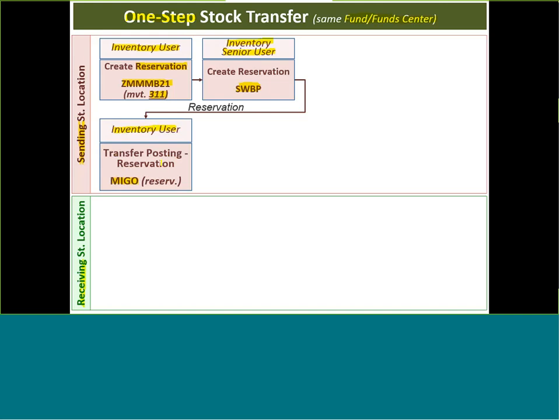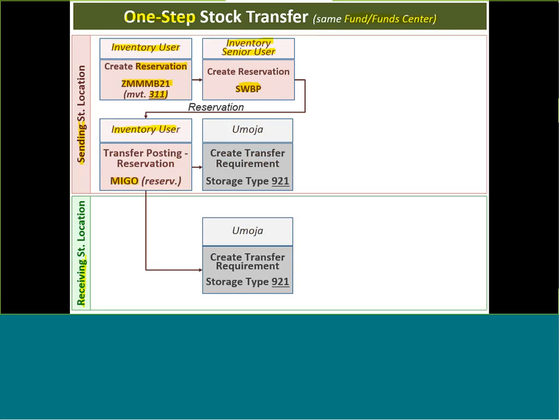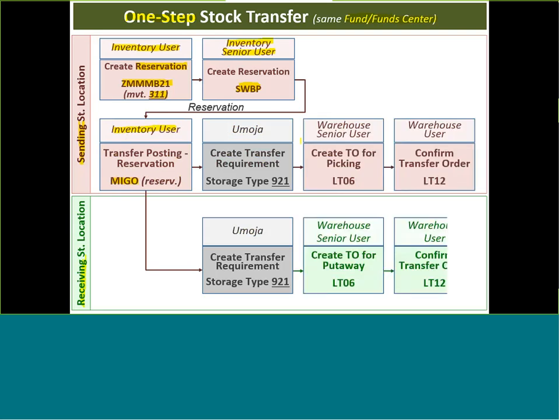So the stock levels in the sending storage location will decrease, and the stock levels in the receiving storage location will increase accordingly. All right? The only thing that is missing will be the warehouse part. So we will have to complete the picking in the source warehouse and the put away in the destination warehouse.